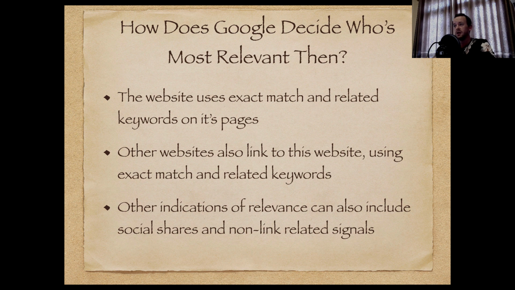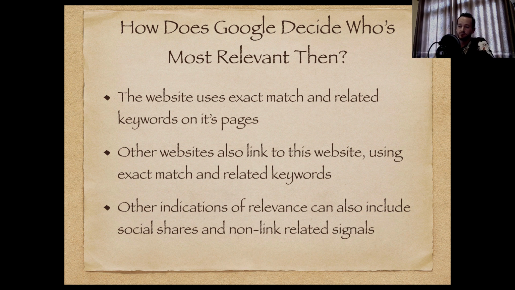So the next one, how does Google actually decide who's the most relevant then? Here are a few examples. The first one, the website uses exact match and related keywords on its pages. That will be a signal to Google that it is relevant for that particular keyword that somebody is searching for, but it's not the only thing. The next thing, other websites also link in to this website using an exact match and related keywords as well. So it's not just your website, it's other people's websites coming in there too.